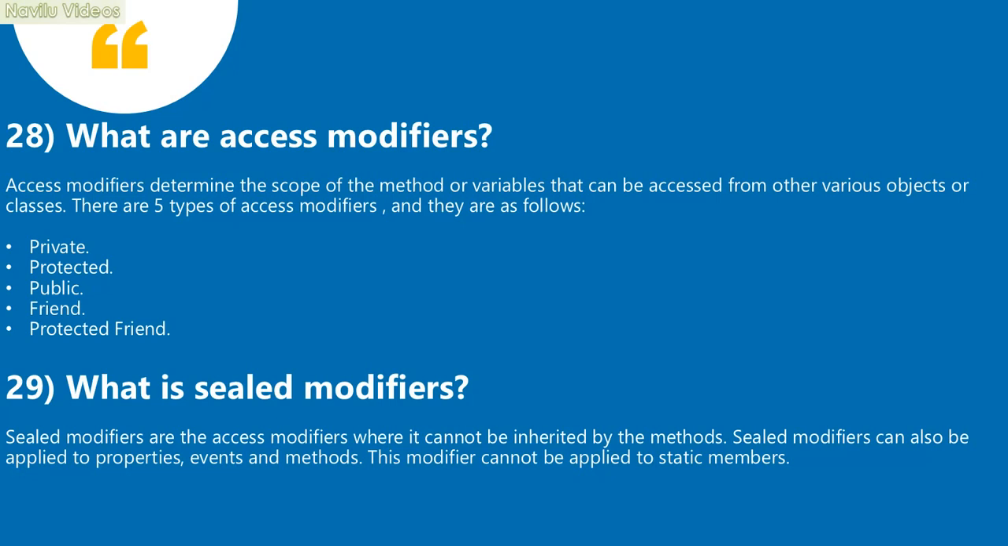29. What are sealed modifiers? Sealed modifiers are access modifiers where the method cannot be inherited. Sealed modifiers can also be applied to properties, events, and methods. This modifier cannot be applied to static members.